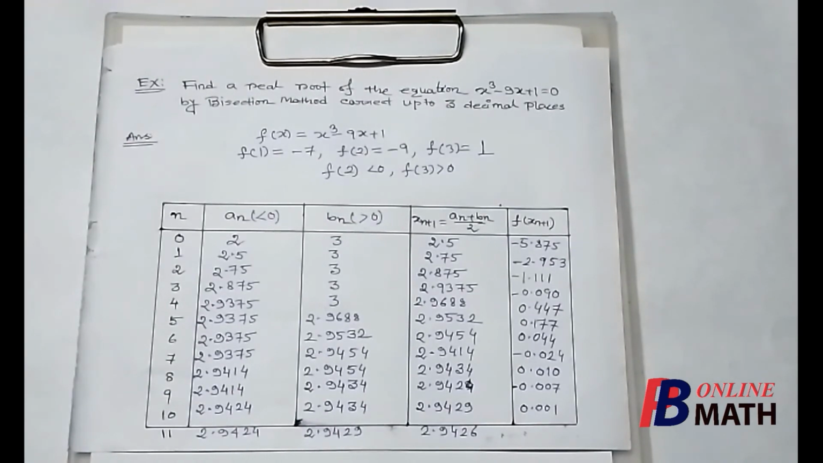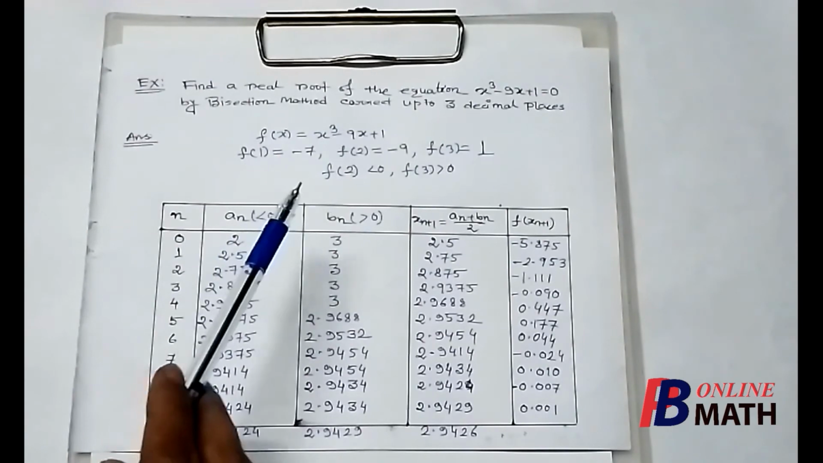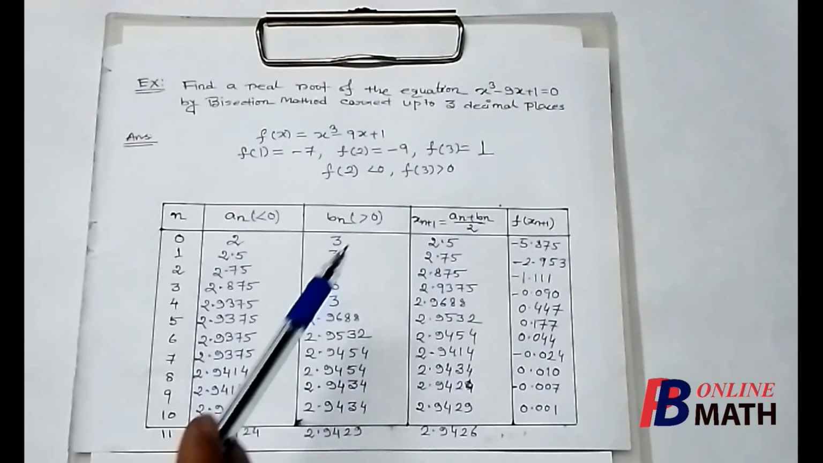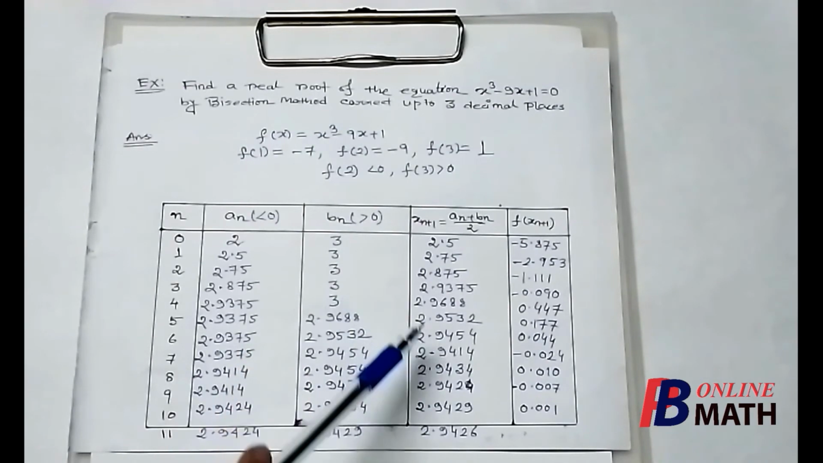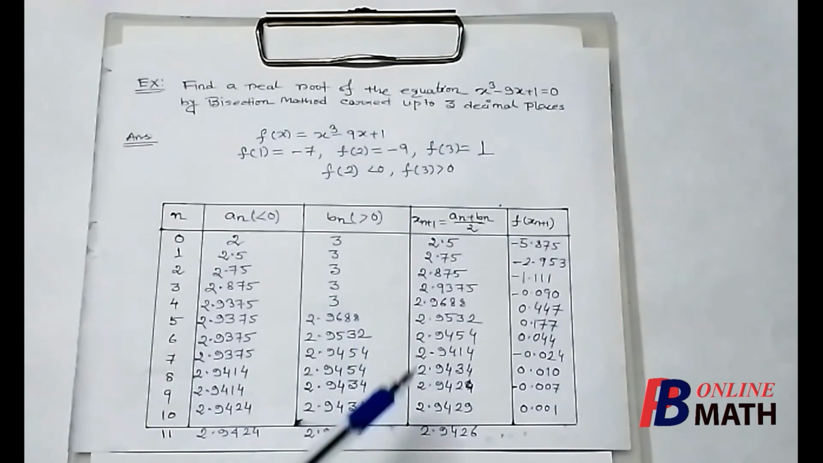Now the question is, how long we shall compute this table? For that we have to check the question. In the question it is given to find the root correct up to 3 decimal places. In this table, the column of xn plus 1 gives the approximations of the root. So these are successive approximations of the root. We shall stop computing this table once we find that two successive values of xn plus 1 are equal correct up to 3 decimal places.